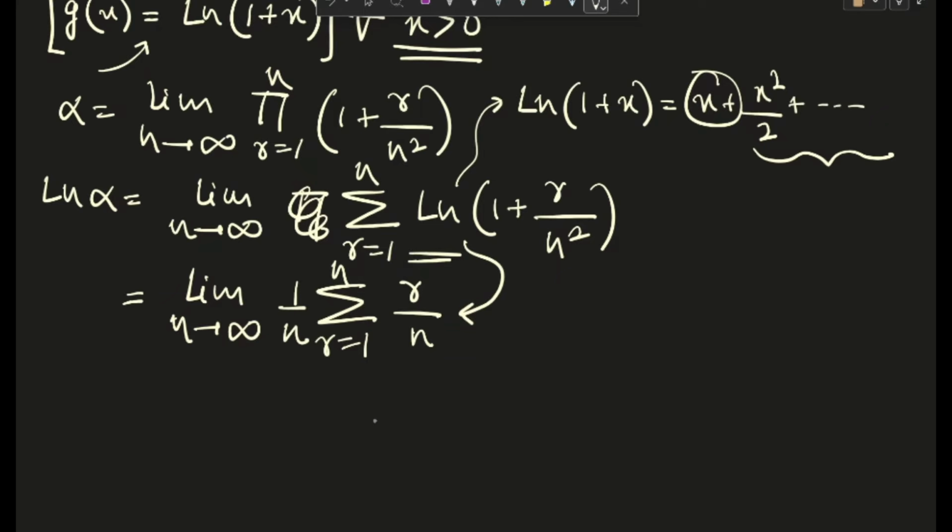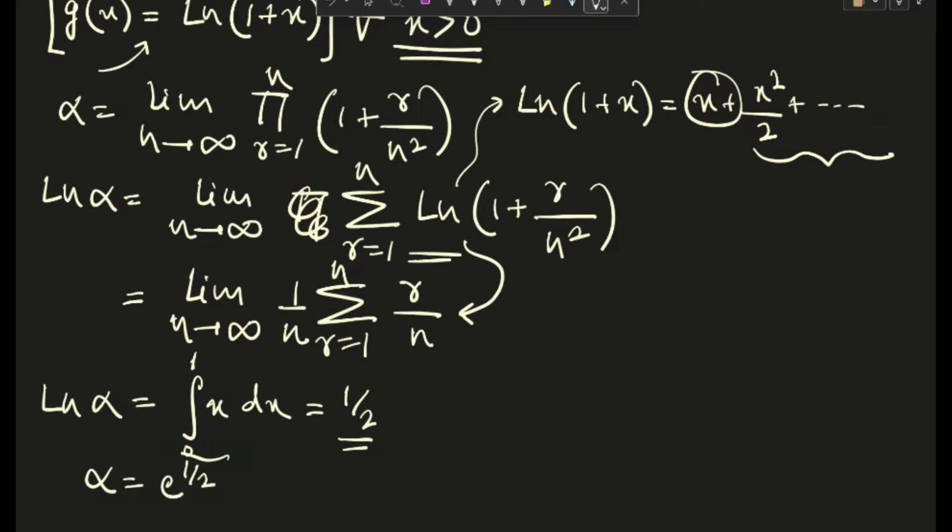So now we can write ln of alpha as equal to the integral from 0 to 1 of x dx. This comes out to be x square by 2 with limits 0 to 1, so this is half. So alpha comes out to be e power half. Okay, so alpha has come out to be e power half. Now we are ready to go on to our options.